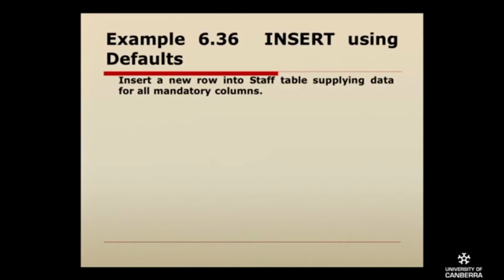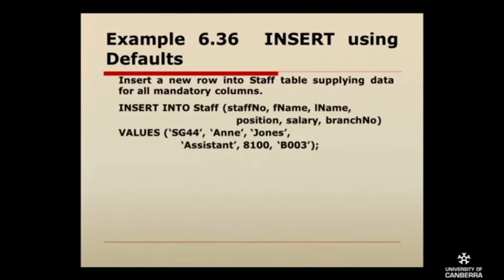So here, have a look at one example. Insert a new row into a staff table. Supply data for all columns, for mandatory columns. So here it is. The mandatory columns in this case, for example, was first name, last name, position, and salary. Let's say gender, date of birth was not mandatory. And then, so what we say, insert into the table you want to insert the data to, the columns that you want to insert data to, then followed by the word values, and then the values that you want to insert in each of these attributes or columns.